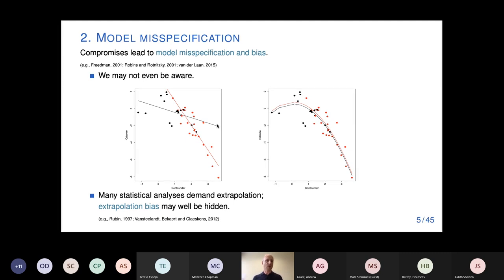These differences are not what we will learn from residual checks. And so this type of extrapolation, though very common, may very well be hidden in practice.